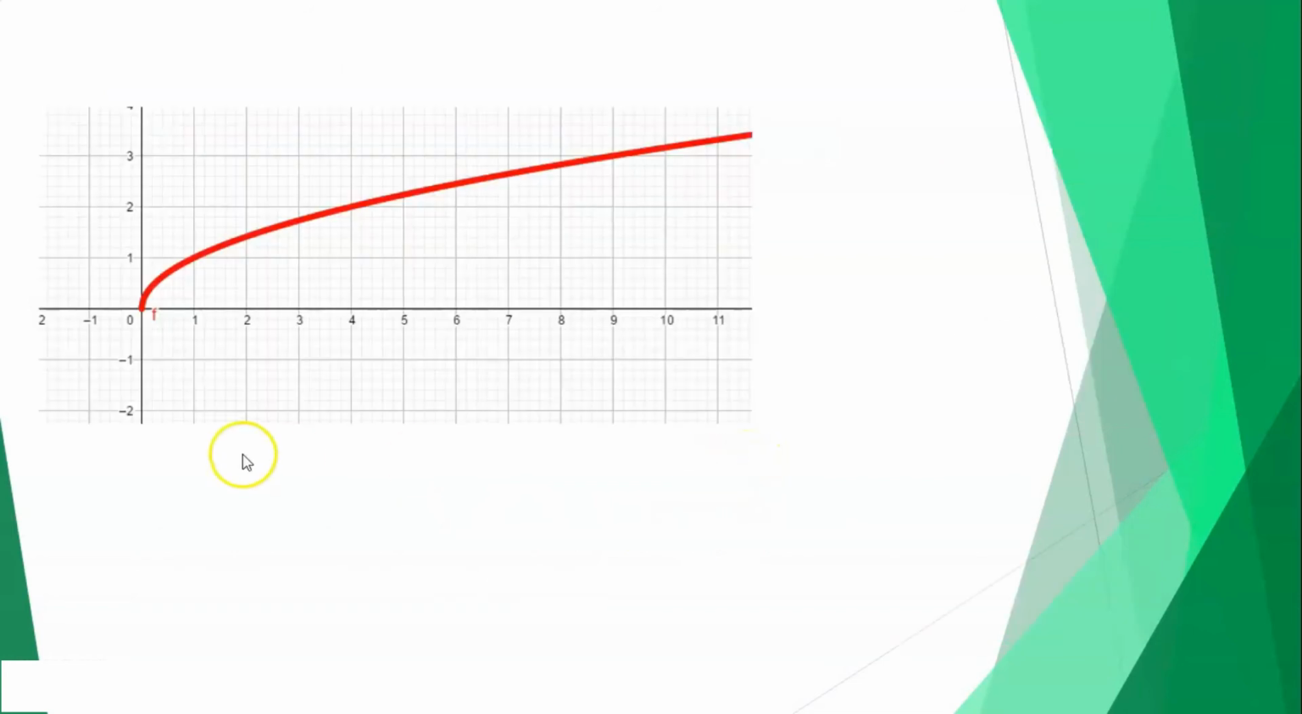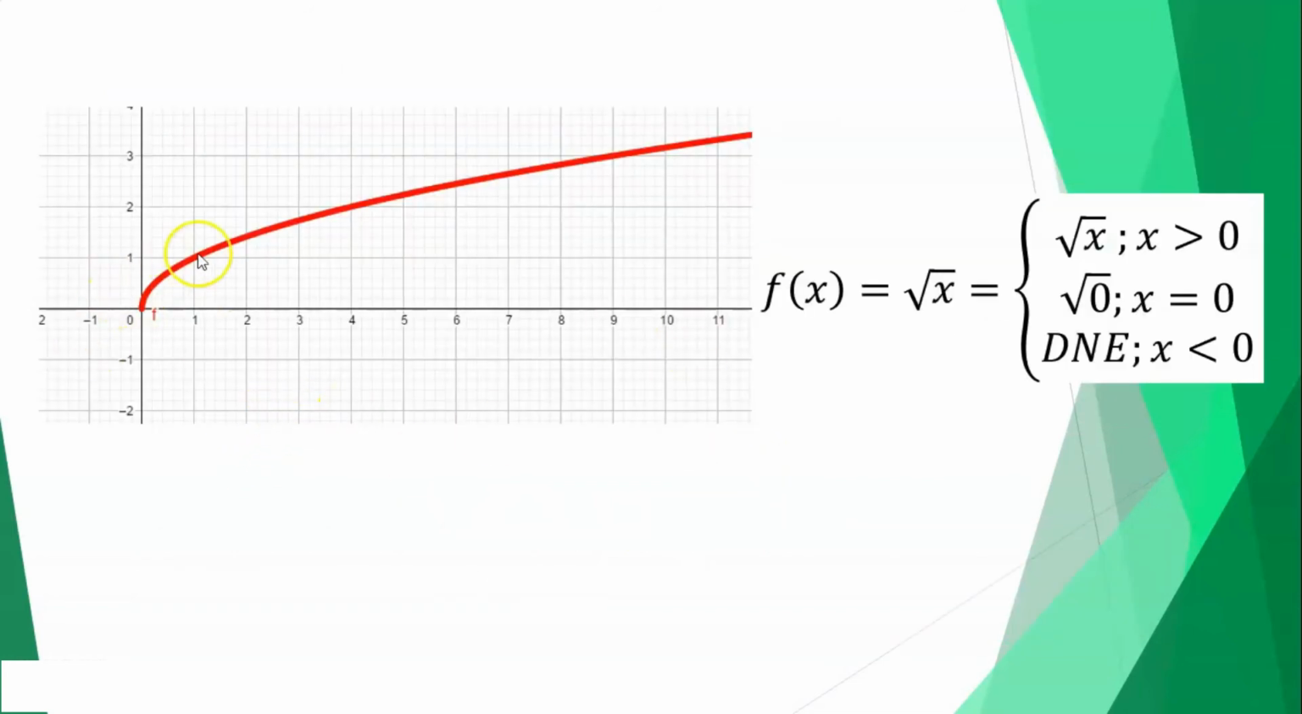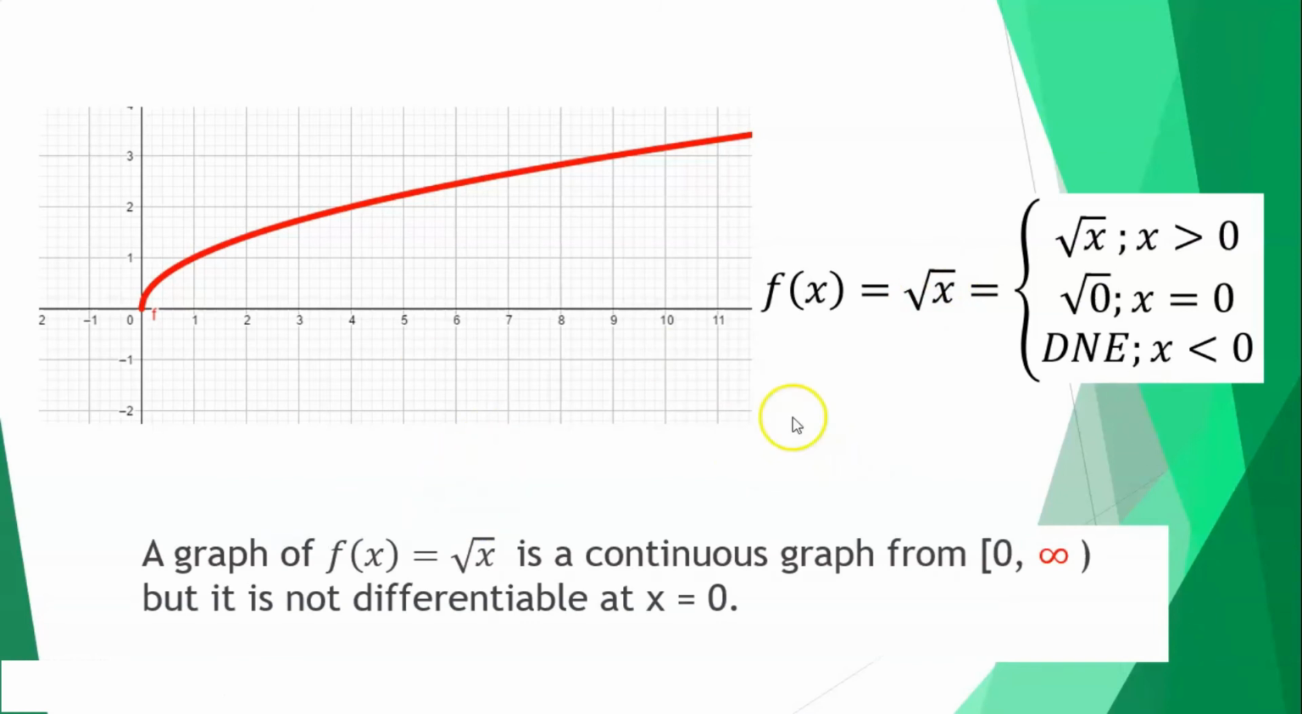Okay, another. Now, this is a graph of y equals square root of x. So take note. If x is greater than 0, you simply get the square root of x. Now, if x is exactly 0, that would mean square root of 0. But when x is less than 0, it does not exist, because again, never take the square root of a negative radicand. So with this, the graph of square root of x is continuous starting from 0 until positive infinity, but it is not differentiable at x equal to 0. So take note of that.